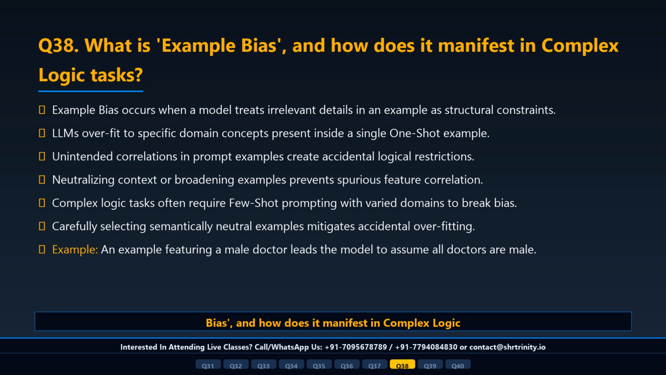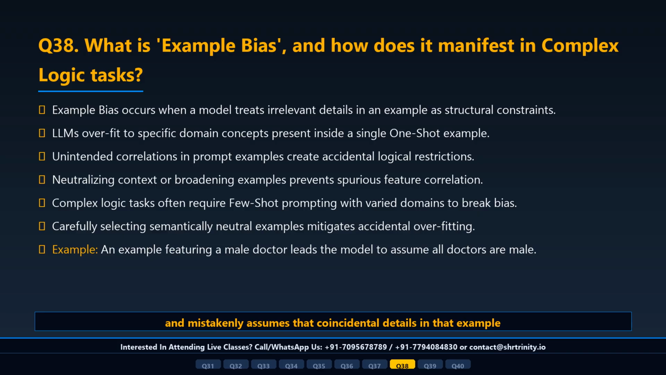Moving on to our next question: what is example bias, and how does it manifest in complex logic tasks? Hello class. Today we are discussing a subtle but dangerous failure mode in prompt engineering known as example bias. Example bias happens when an LLM observes an example and mistakenly assumes that coincidental details in that example are mandatory rules it must follow for all subsequent tasks.